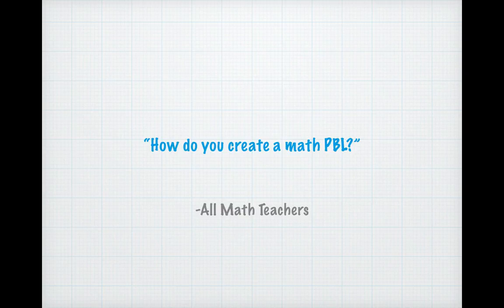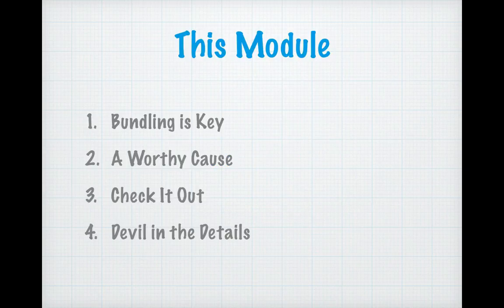The way I do it currently is basically broken into four big ideas. The first one is bundling is key. The second is you've got to find a worthy cause. The third is you've got to check it out. And the last is the devil is in the details. That last one is going to be expounded upon even more in future modules, but we're still going to get a big idea about it today.